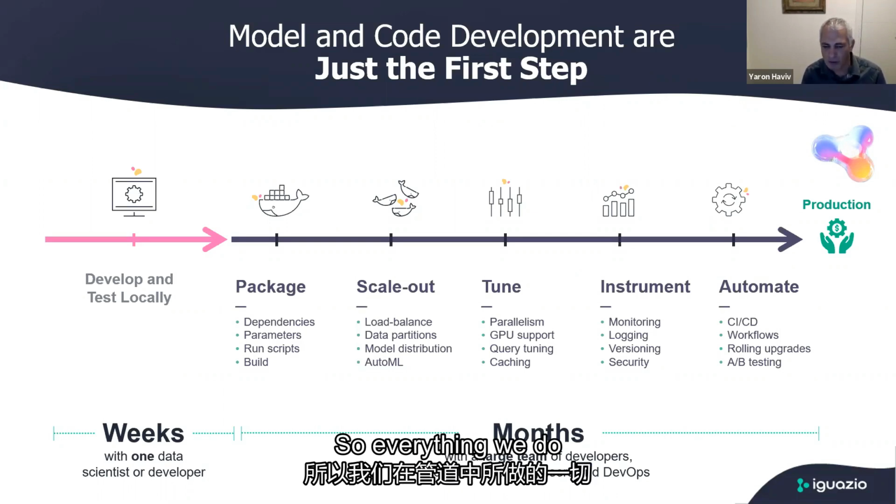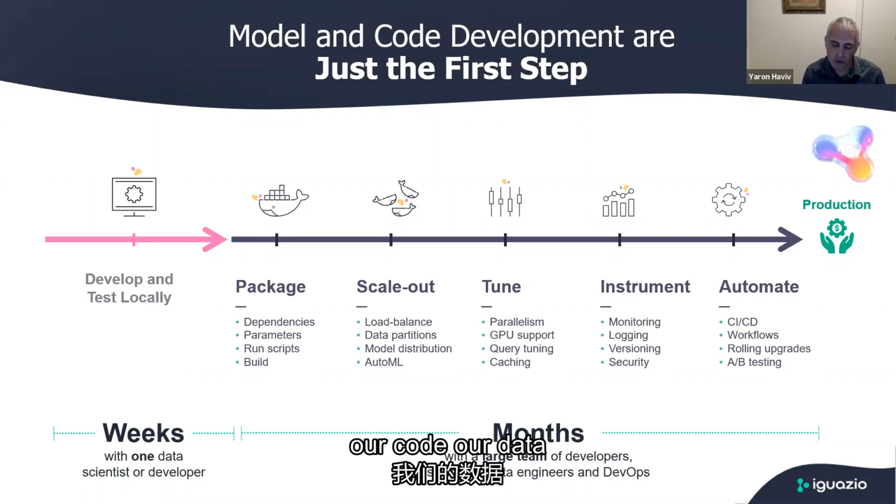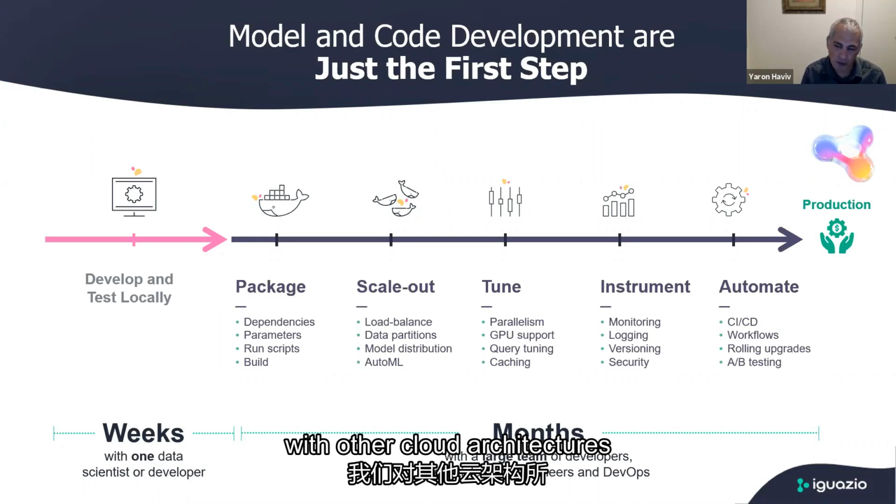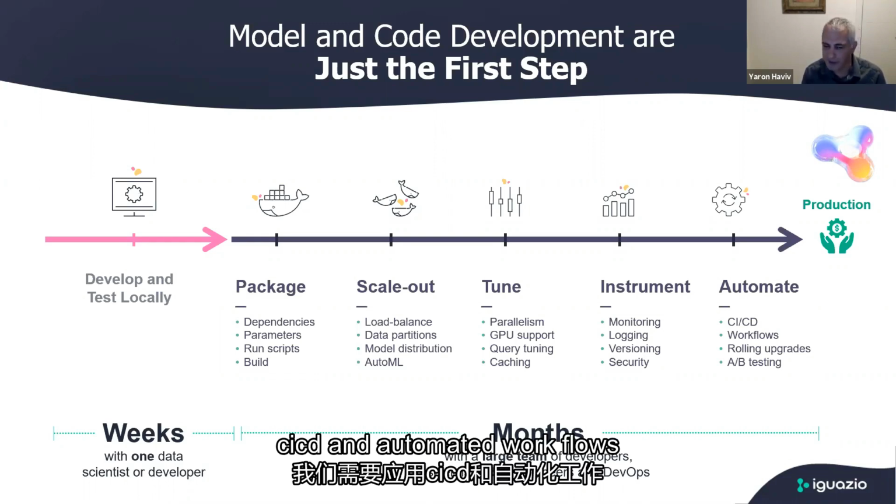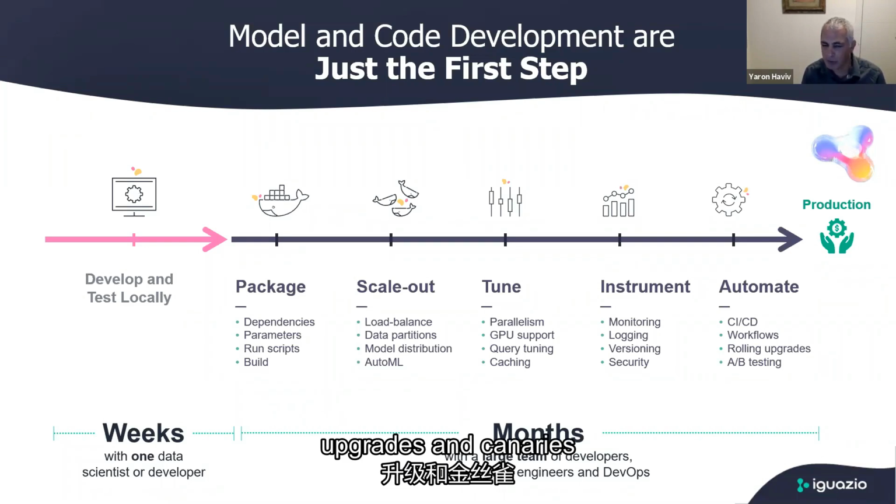So everything we do in the pipeline, our code, our data, our models, our algorithms, everything has to be versioned and controlled. And finally, we don't want to repeat the same thing over and over again, so we have to apply automation. Pretty much like we're doing with other cloud architectures, we need to apply CI/CD and automated workflows and rolling upgrades and canaries and A/B testing.